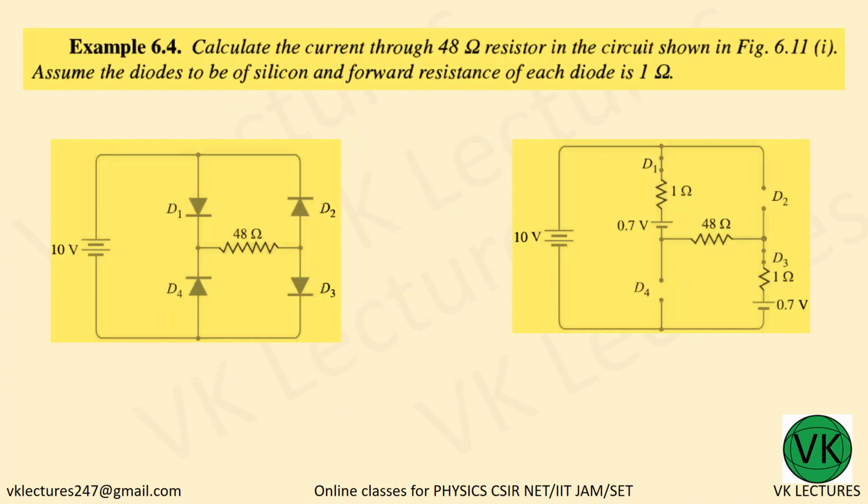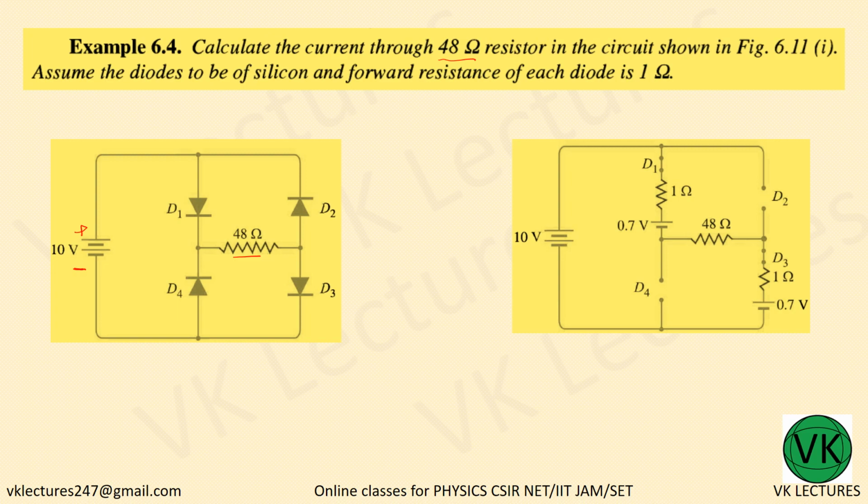So, what is the question? Calculate the current through the 48 ohm resistance. This is the 48 ohm resistance that we have. Now, first of all, what do we have to check? We have to check which diodes are conducting. It is connected to positive, and this is negative.